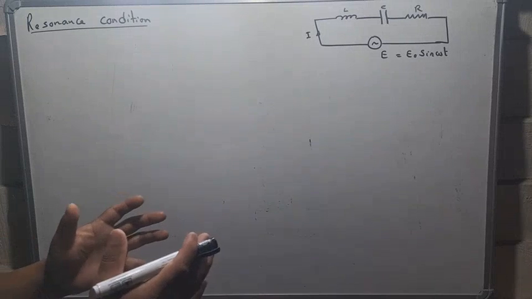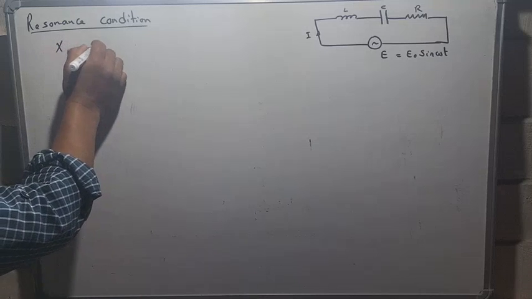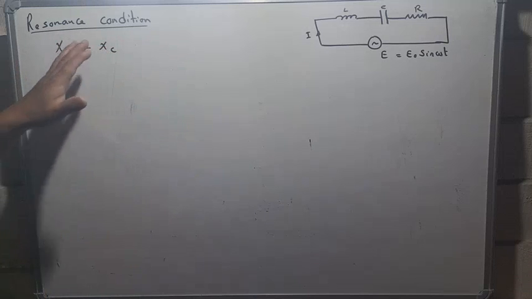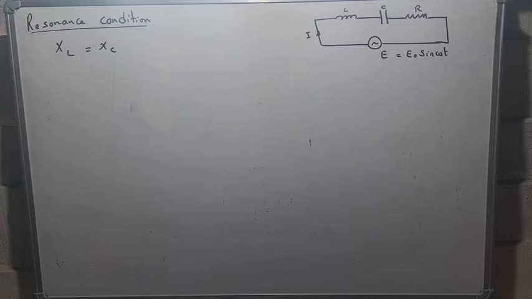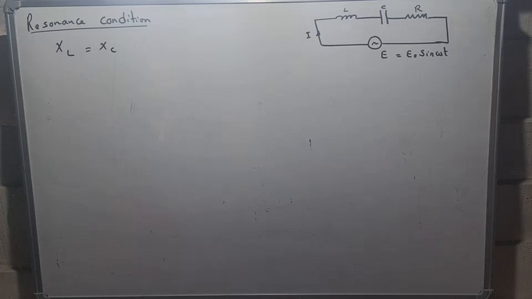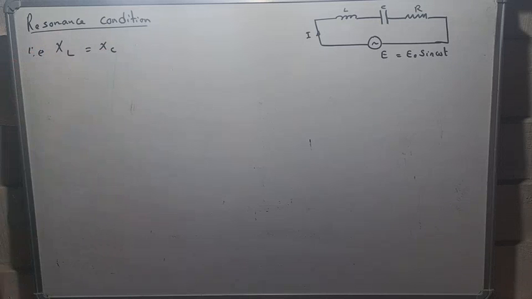Okay, so in case number 3, when XL is equal to XC, this condition is known as the resonance condition of the LCR AC circuit. So what do we mean by resonance condition? A resonance condition is a condition in which the resistance offered by the inductor is equal to the resistance offered by the capacitor. That is, XL is equal to XC.